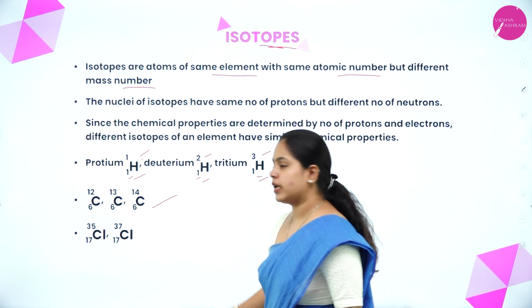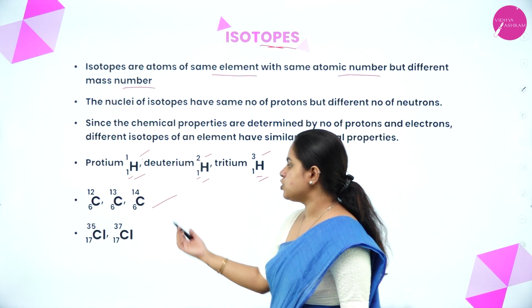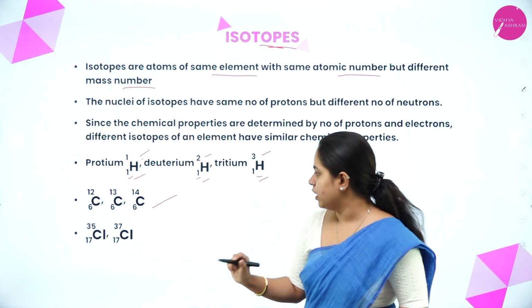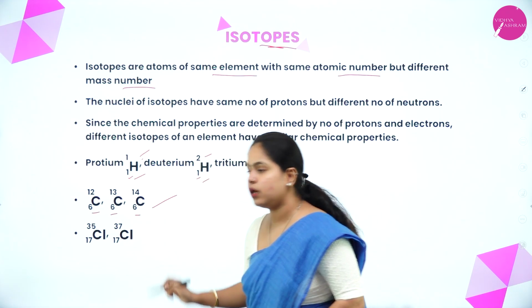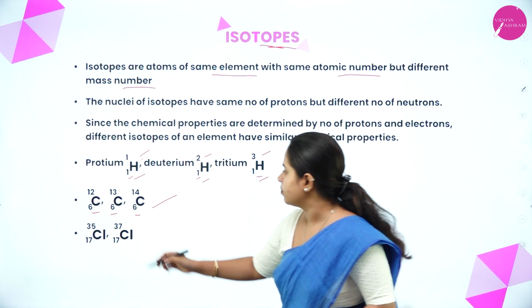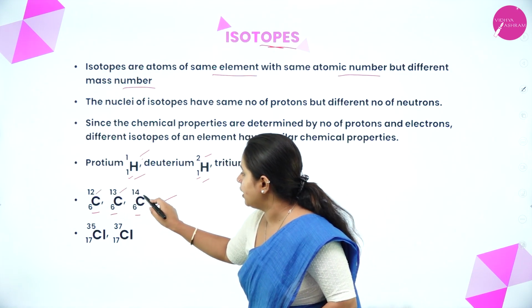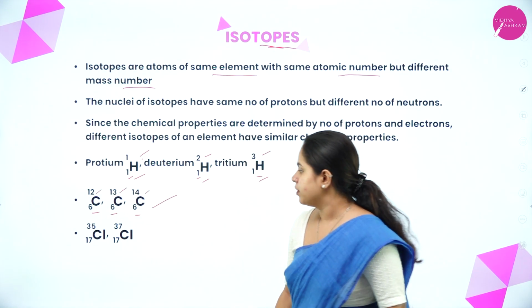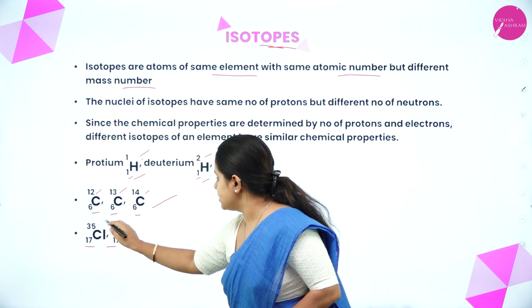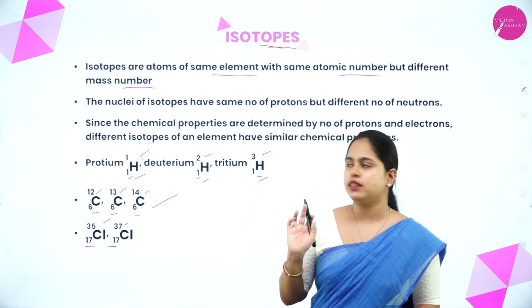You can take it in the case of carbon as well. Carbon is also having three isotopes. Carbon 12, carbon 13, carbon 14. You can see here the atomic number is the same and it is the atoms of your same element, that is carbon, right? The mass number is changing. It is 12, 13 and 14, right? And in the case of chlorine also you can see the atomic number is the same. Your mass number is changing, 35 and 37.